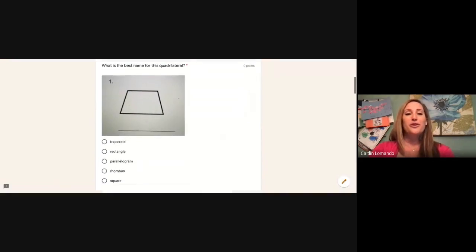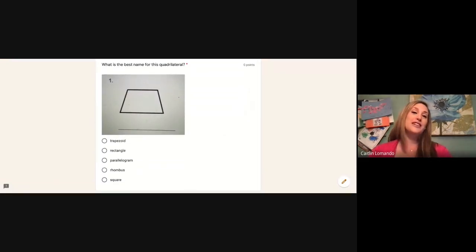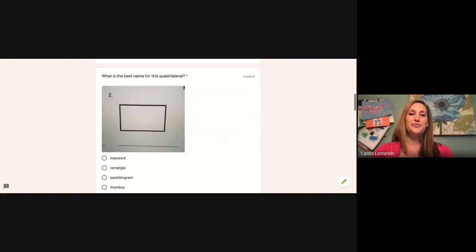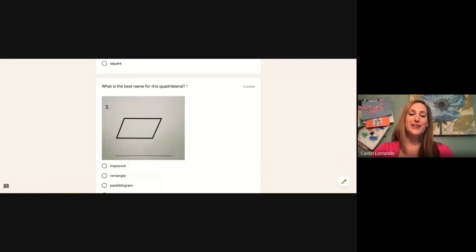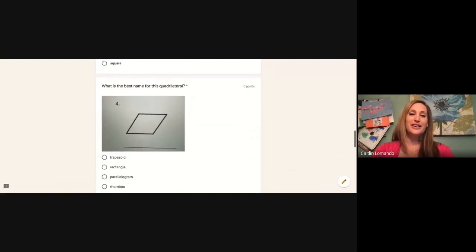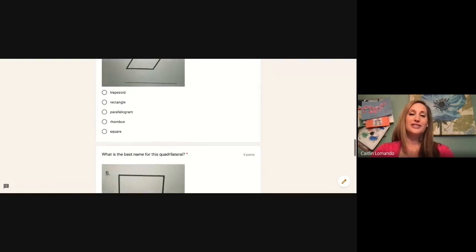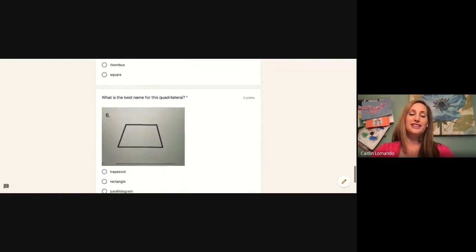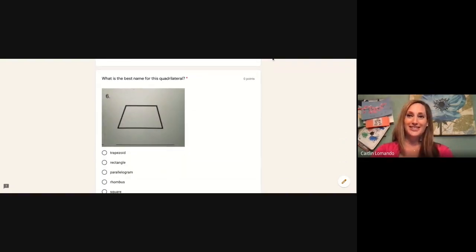All right. So on our Google form today, you're going to be looking at the image and telling us whether it's a trapezoid, rectangle, parallelogram, rhombus, or square. So here's image 1, image 2, image 3, image 4, image 5, and image 6. As always, if you need help, check in with your teacher.